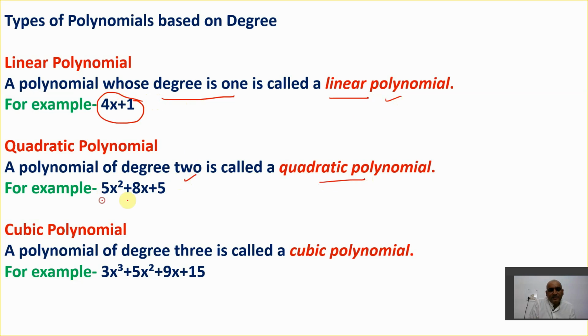And if the degree is 2, it is called a quadratic polynomial. Take this example: 5x squared plus 8x plus 5. In this, the highest power is 2 on the variable x, which means the degree is 2. So when the degree is 2, it is called a quadratic polynomial.